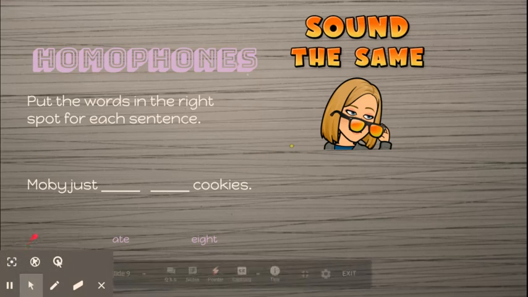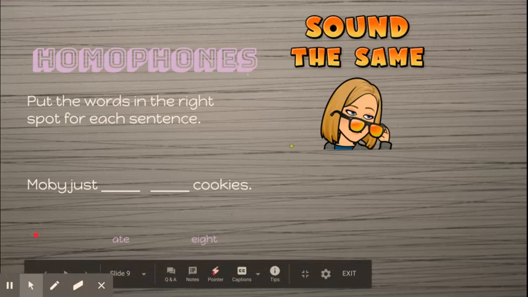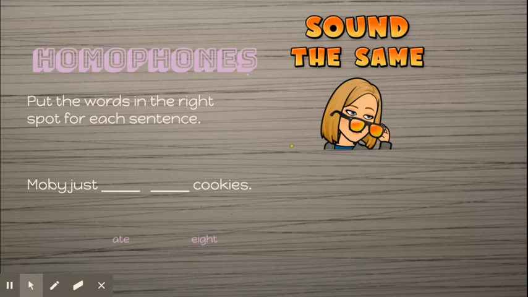All right, this last one. Moby ate 8 cookies. So one is the verb, something you do, and one is the number. Which one is going to be the verb? Moby ate. So we say Moby just ate, A-T-E. Ate, the number 8 is E-I-G-H-T. Moby just ate 8 cookies.